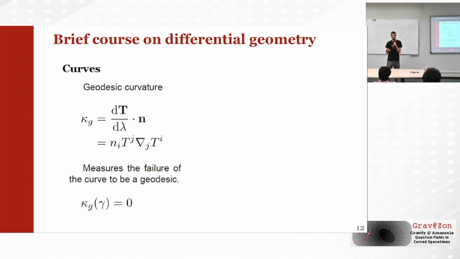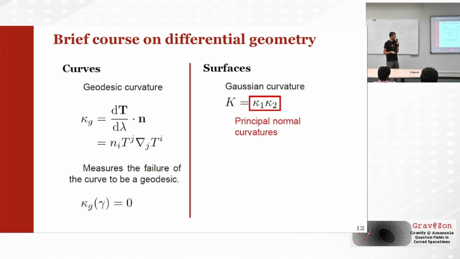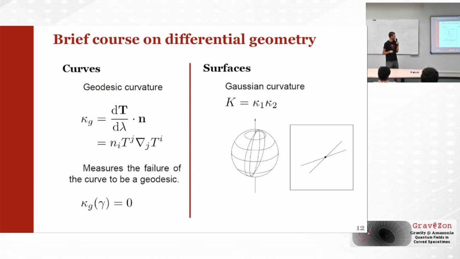But we will not only be interested in the properties of curves on this manifold, but also in the intrinsic properties of the manifold, namely its Gaussian curvature, which is defined here as the product of the two principal normal curvatures. This might seem a little bit abstract, but I will give you two examples to give you a grasp of what we are talking about, and those two examples will be the sphere and the plane.